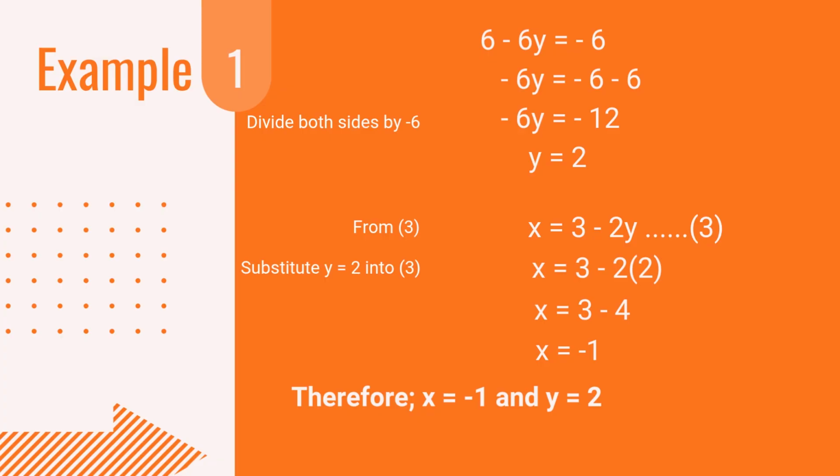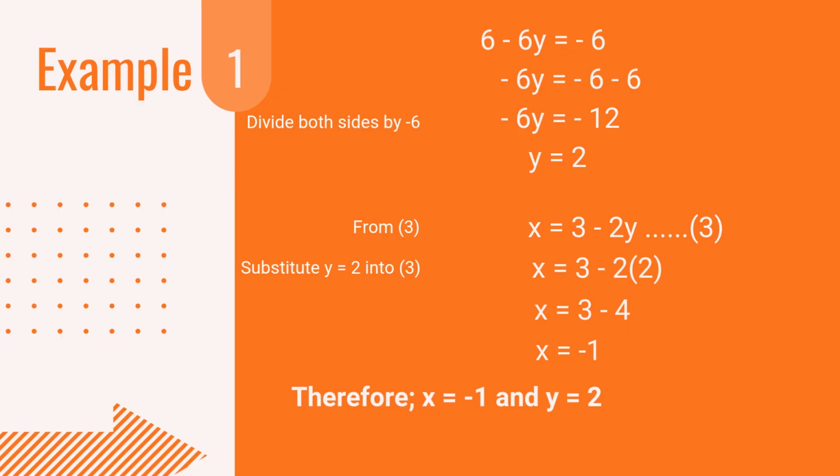So what do we have? We know minus 6 minus 6 is equal to minus 12. So we have minus 6y equals minus 12. The next step is to divide both sides by minus 6, which gives us minus 6y divided by minus 6 equal to minus 12 divided by minus 6. They will cancel out and give us y equals 2.